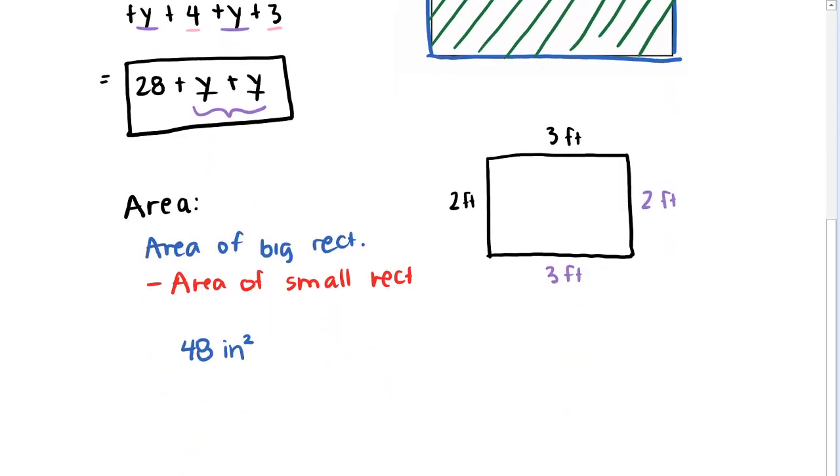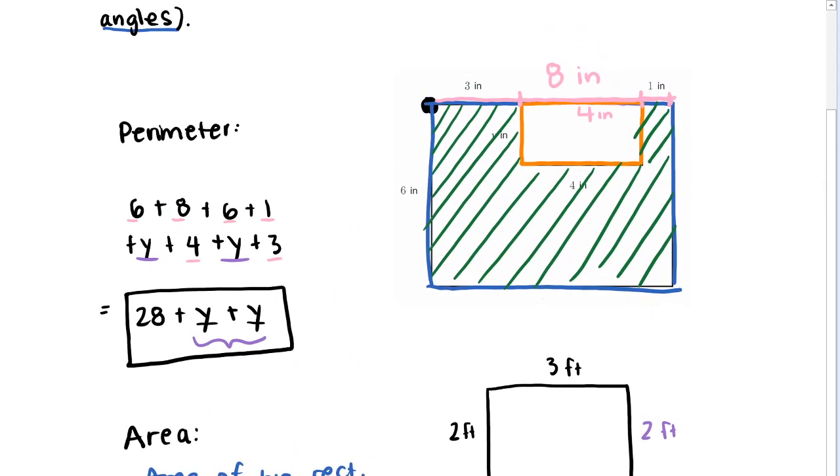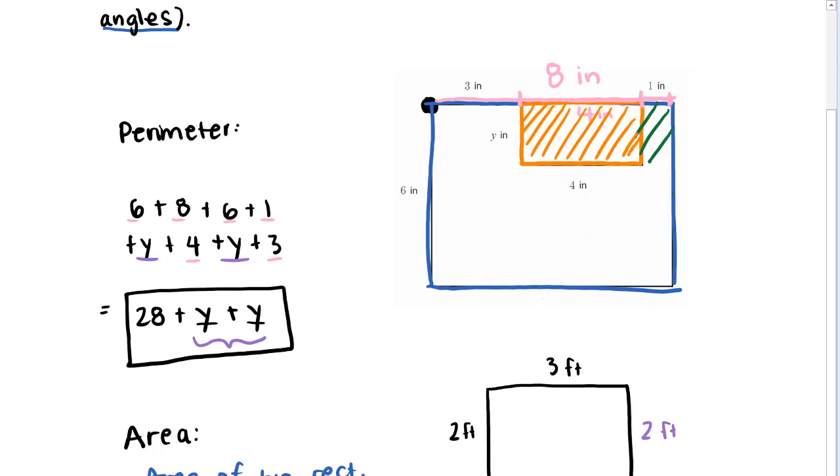And then what's the area of the small rectangle? That's this area, the space we're missing. It's kind of a mess now. Maybe let me erase a little bit. Well, the area of this small rectangle has side length measurements of y inches and 4 inches. So if we multiply these together, that's going to be the area of that small rectangle. That's 4y inches squared.